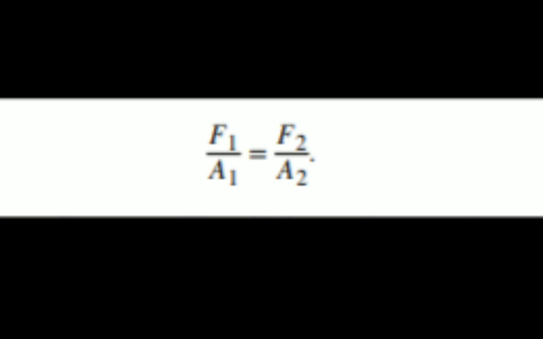So manipulate this algebraically to get F sub 2 on one side and substitute known values. So we will apply Pascal's principle to the hydraulic system given by F sub 1 over A sub 1 equals F sub 2 over A sub 2. Therefore, ang atong gipangita is F sub 2.